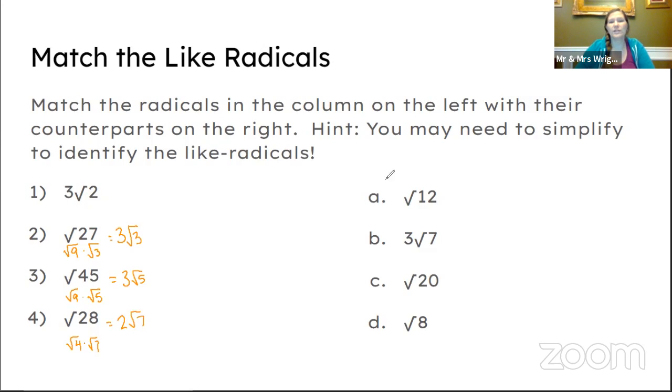All right, so moving on to the letter side here that we're going to match it with. Square root of 12 is, oops, let's write it down here. Square root 4 times square root 3.